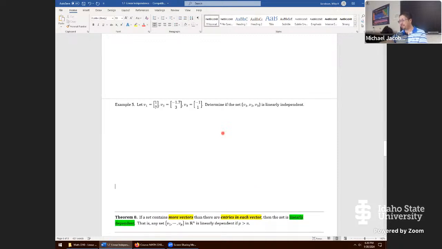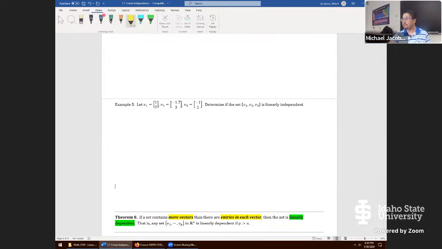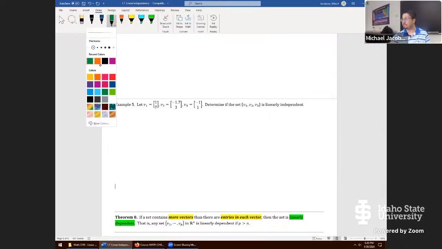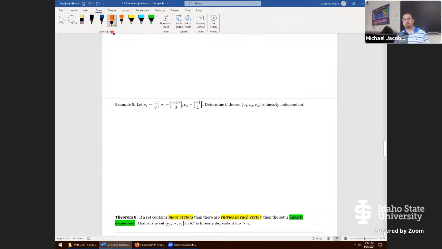Let's set it up maybe like that. There we go. So we have three vectors in this system, and we want to determine if V1 through V3 is linearly independent or dependent. But before doing any work at all, here's the thoughts you might have on this one. I'm going to use the orange pen. Imagine this is just a comment or something you're thinking in your head.